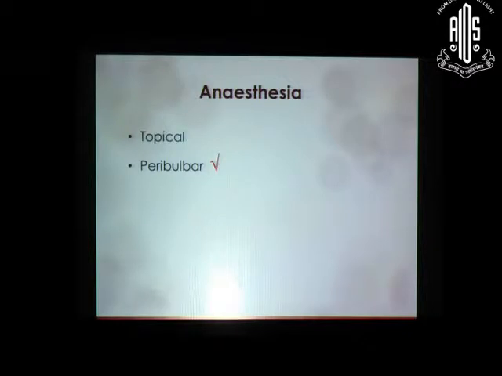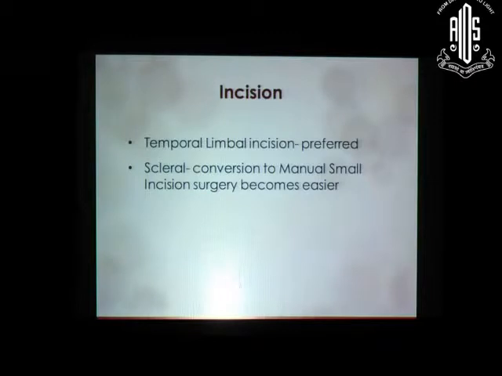Anesthesia, either topical or peribulbar, but definitely peribulbar is the choice because you are operating in the most ideal situation. Incision: temporal limbal incision is preferred, but you can give a scleral incision because conversion to manual small incision cataract surgery will be easier in case of scleral. But when you are using temporal limbal, if you want to convert at any time, you can rotate your table and go to the superior side and make a scleral incision and convert to manual small incision cataract surgery.